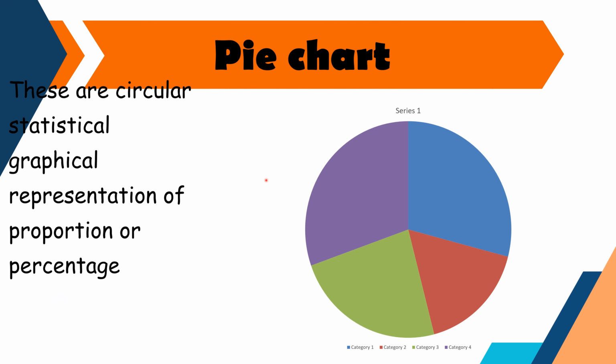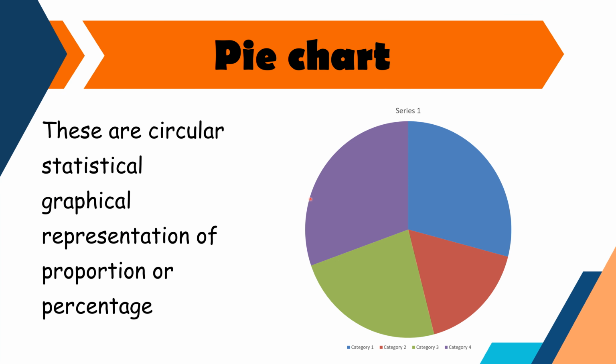Pie chart. This is an example of a pie chart where you can see the representation of bigger to smaller percentage or portion of the data. These are circular, statistical, graphical representations of proportion or percentage.